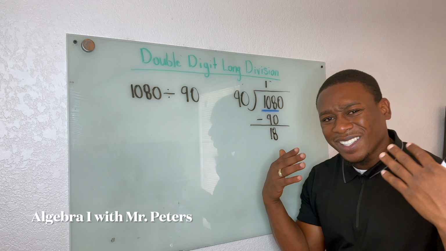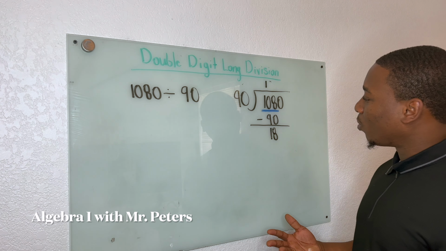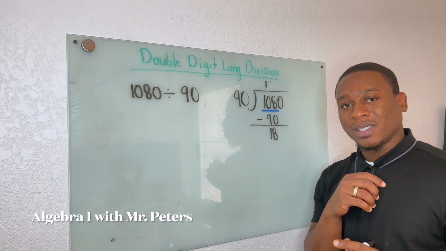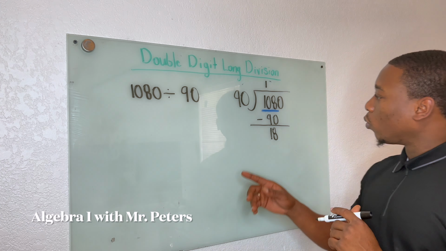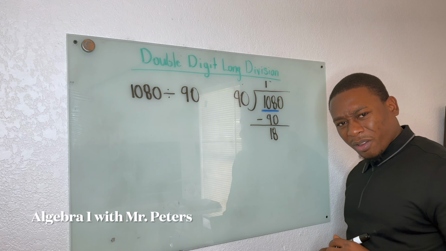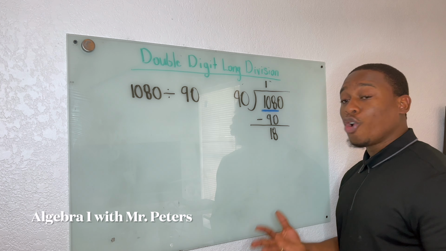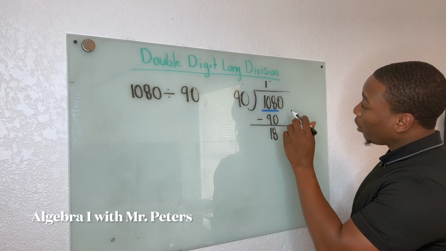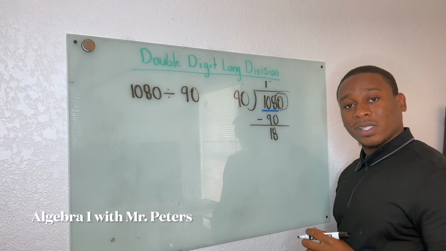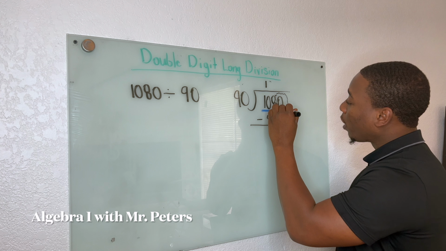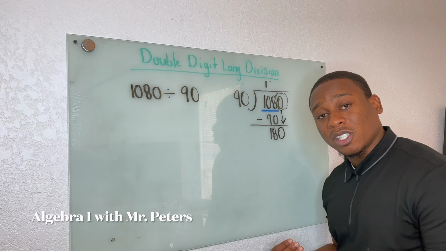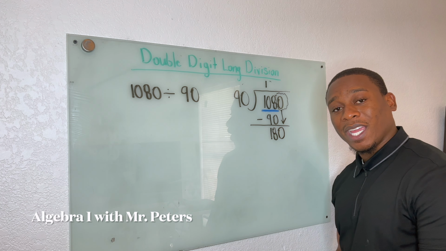But we go back to the same exact issue. 18 cannot be divided by 90. So what do we do, guys? Just slow down. We look at our dividend. Did we divide all the digits yet? No. If we look out here, we have this zero. So what we're going to do is similar to the first step. We're going to bring this zero down, and now 18 turns into 180.